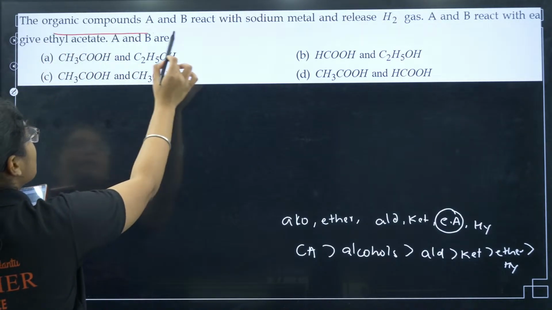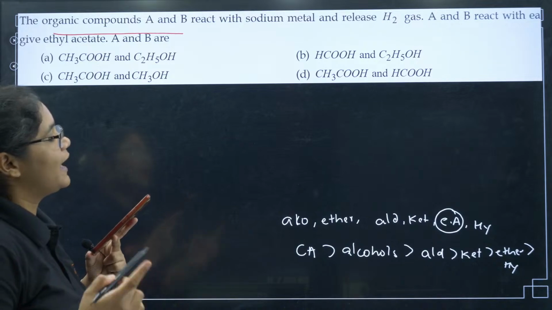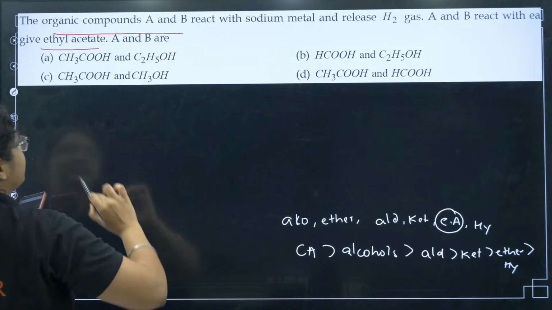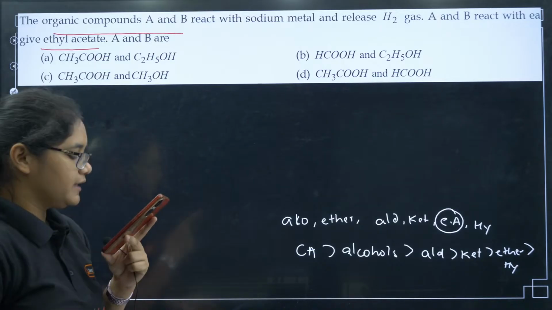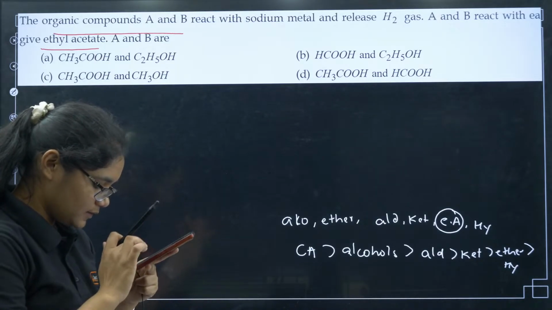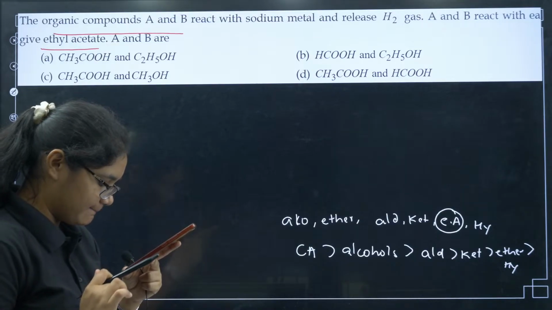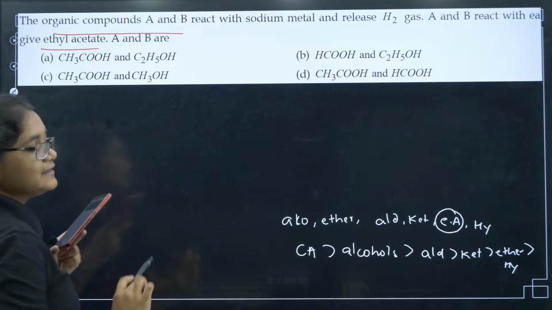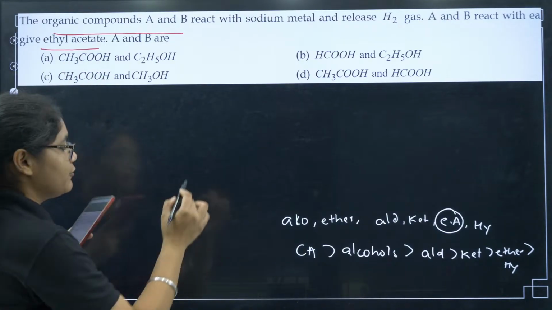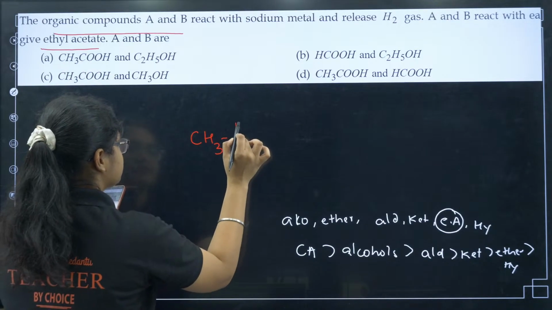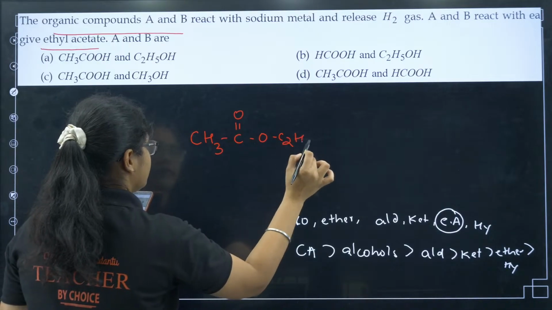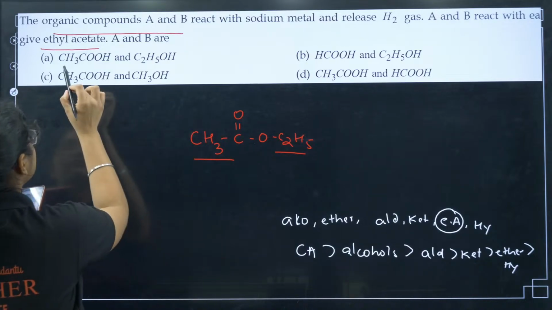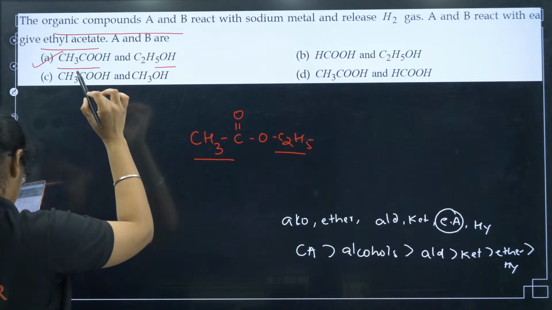The organic compounds A and B react with sodium metal and release hydrogen gas. A and B react with each other to give ethyl acetate. What are A and B? Now you see, we need ethyl acetate, which is an ester. The formula of ethyl acetate is CH3COOC2H5. So I need one alcohol and one acid, so that has to be acetic acid and ethanol. So option A here.